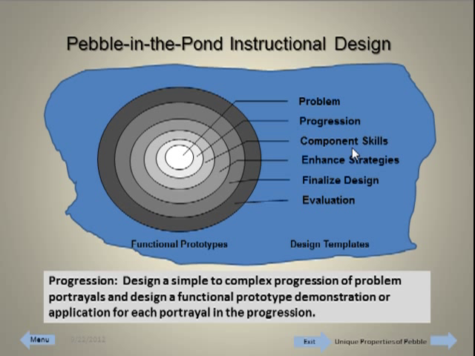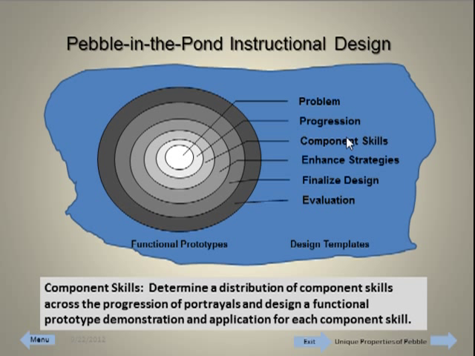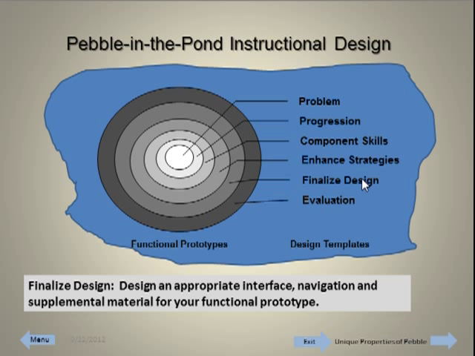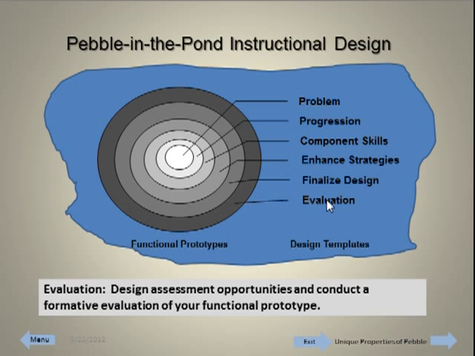The third ripple is the component skills required to solve this class of problems. The instructional products comprising this third ripple are demonstrations or applications for each of the component skills as they are taught in the context of the problems in the progression. The fourth ripple is to enhance the instructional strategies and consists of structural frameworks and peer interaction added to the problem demonstration and applications. The fifth ripple is to finalize the design and includes the final design for the interface, navigation, supplemental instructional materials, and other items that may be required for an effective product. The sixth ripple is evaluation and contains data collection, formative evaluation, and prototype revision.